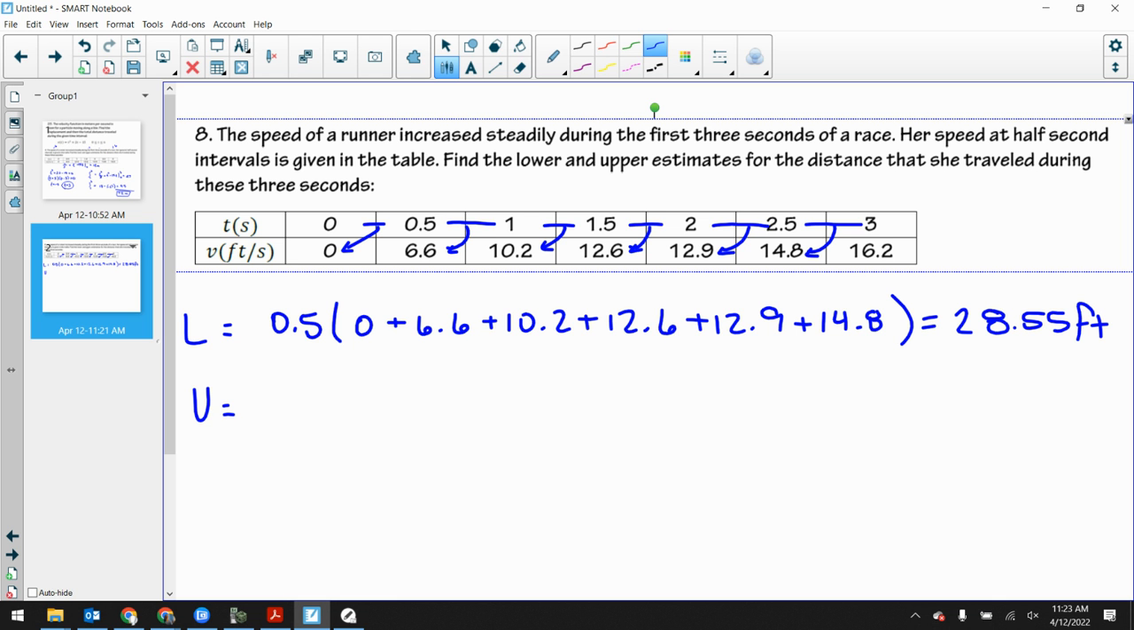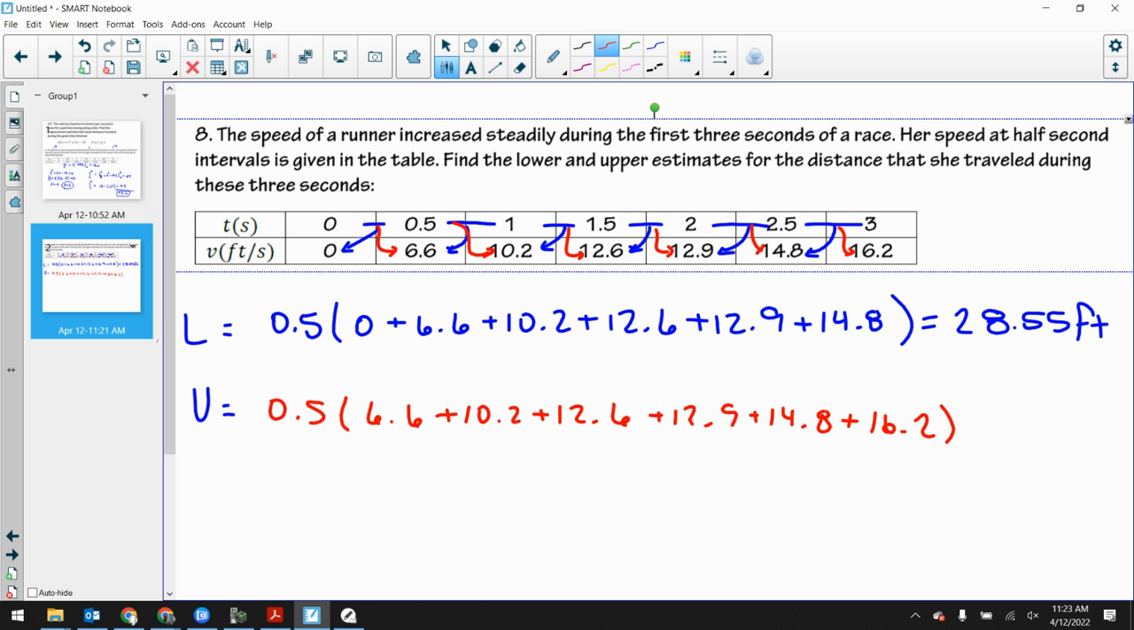My upper estimate is going to be the same thing, but now I'm going to apply that to 6.6, to 10.2, to 12.6, and so on. So that's going to be 0.5 times, now the 0 gets left off, 6.6 plus 10.2 plus 12.6 plus 12.9 plus 14.8 plus 16.2. Which gets me 36.65. Oops, stick that 5 in there.